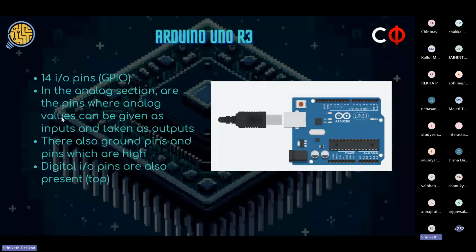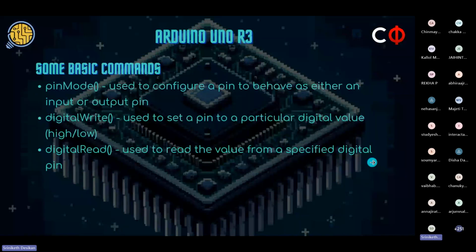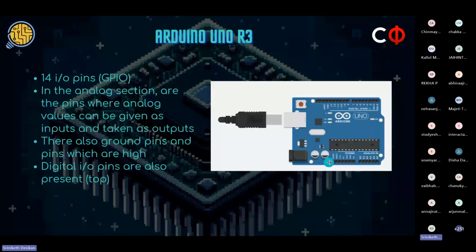So this is an Arduino Uno R3 development board, which I talked about earlier. It has the microcontroller built into it. As far as peripherals are concerned, it has 14 general purpose input output pins, which is what GPIO means. These can be configured, as we'll see shortly. In this analog section, we have pins where analog values can be given as inputs and taken as outputs. We have the power section, which involves VCC and ground, which can be connected. And these pins here are digital input and output pins, which also support pulse width modulation, which we discussed earlier.